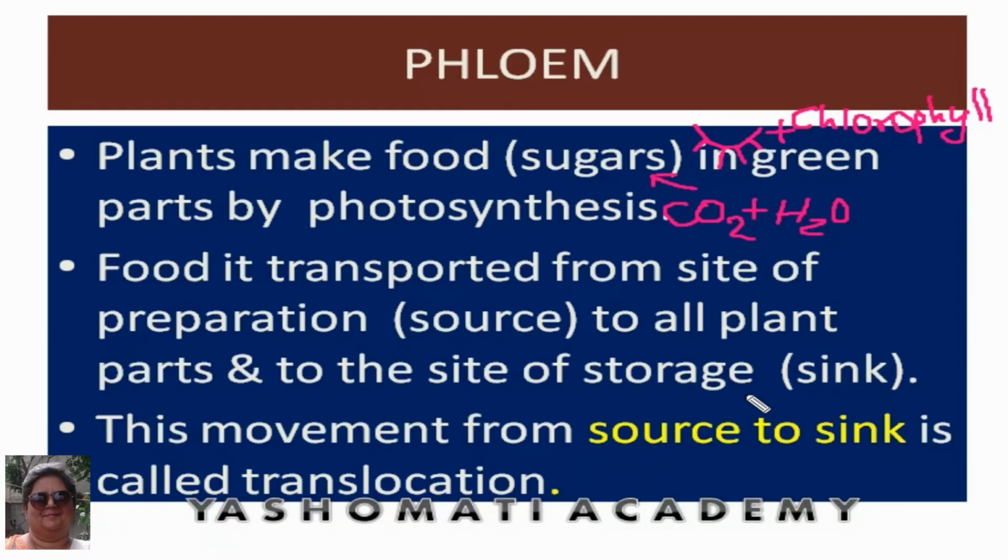So the food is to be transported from the source, that is the leaf, to the part where the food is to be stored. That part where the food is to be stored is called the sink. So the function of phloem is to transport food from source to sink. This movement of food from source to sink is called translocation. So in other words, the function of phloem is to translocate food from source to sink.